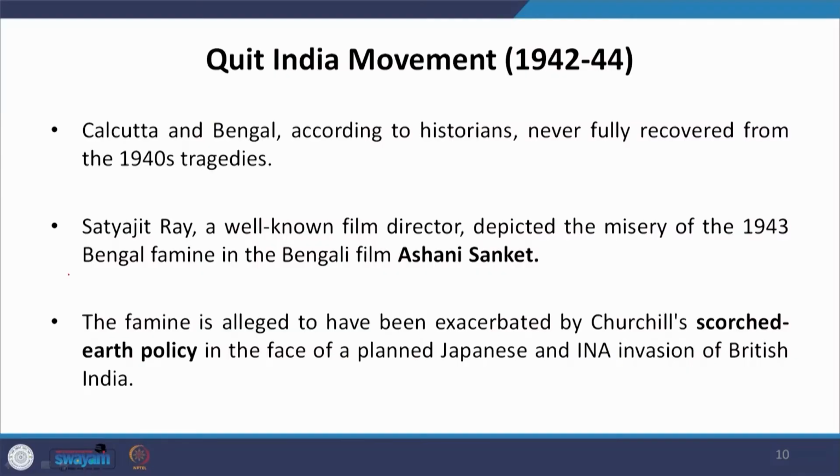It is called Ashani Sanket, and it depicts the misery of the 1943 Bengal famine, right. The famine is alleged to have been exacerbated by Churchill's what we call the scorched earth policy. This policy was made in the face of a planned Japanese and INA invasion of British India. Next, we are going to talk about Atlee's Labour government in 1945.